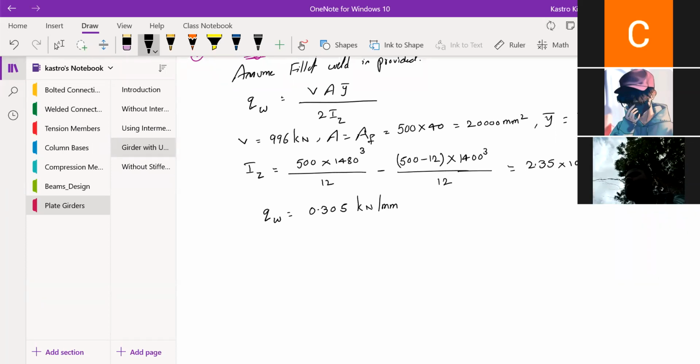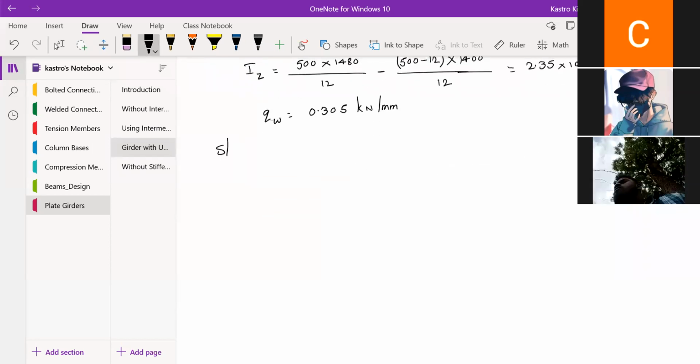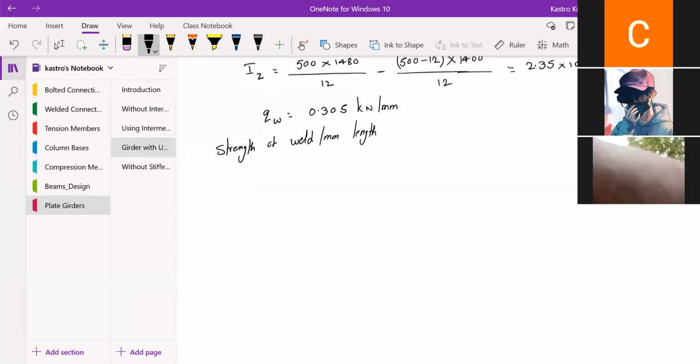Okay, so this is the shear stress. By using the shear stress equation, you have got this value. Now, you need to find out the strength of weld per mm length. So let's find out that. So strength of weld per mm length, that is given by P equals to, that is strength of the weld.